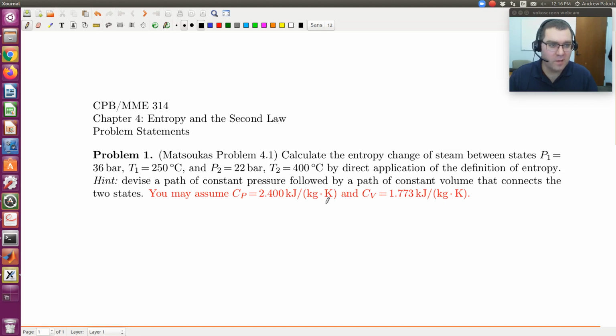They're given as constants, so I guess I can assume that Cp and Cv are constant for our process, since we're not told or it's not suggested otherwise.